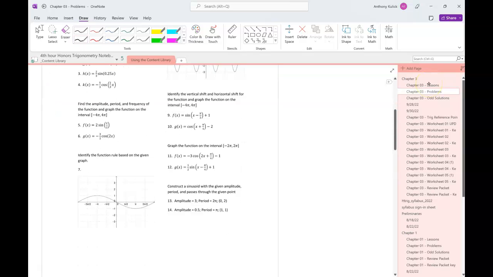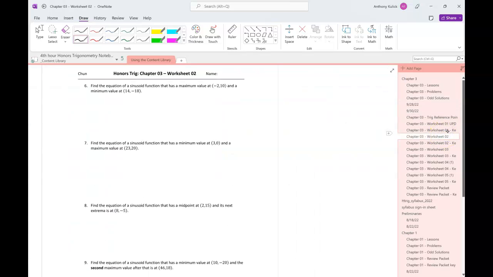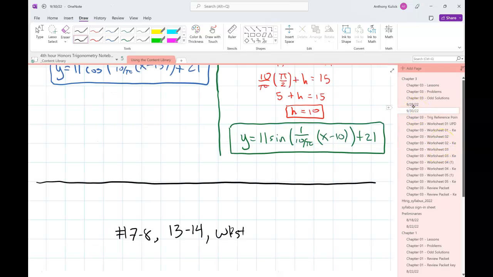So we got 7 and 8, 13 and 14, and then worksheets 2 and 3. I would probably do them in the opposite order. I'd do worksheet 3 first and worksheet 2 second.